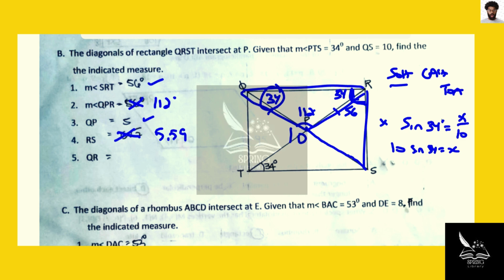QR, we could also use the 34-degree angle. I'll call this Y temporarily, and that would then be the adjacent. So we can say that the cosine of 34 degrees is equal to the adjacent over the hypotenuse of 10. So 10 cosine 34 would be Y, which is QR. And 10 cosine 34 is about 8.29.